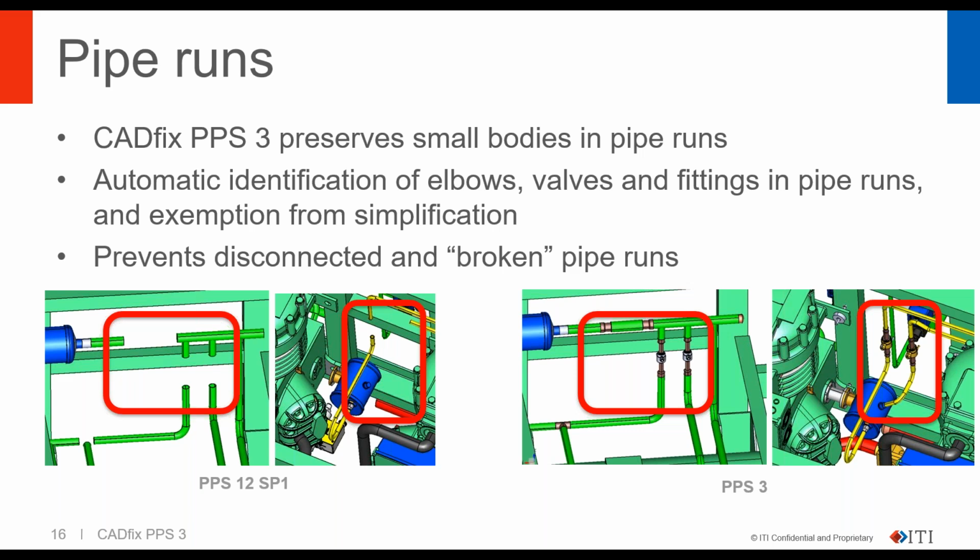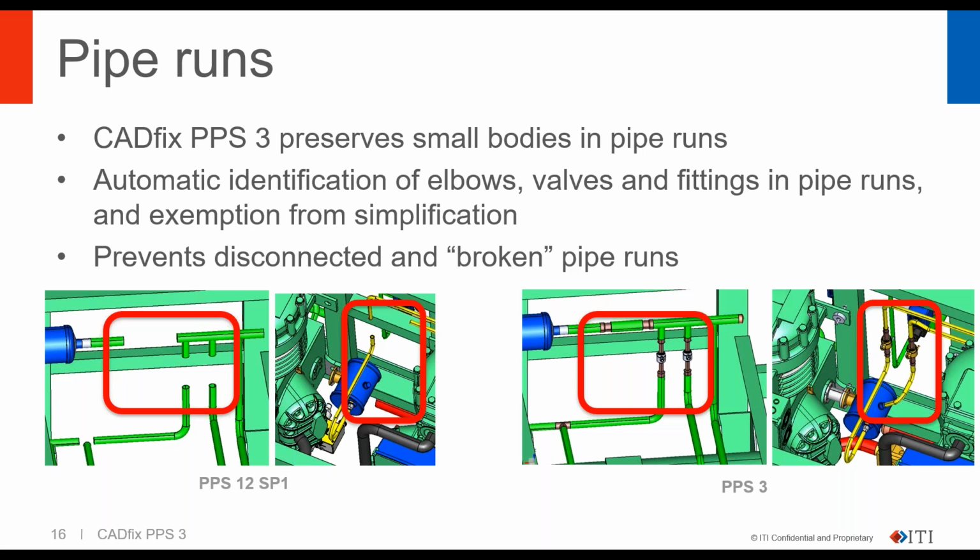So CADfix PPS can now identify the small bodies that form sections of pipe runs. Pipe fittings, small valves, and elbows are now recognized by CADfix and will no longer be identified and subsequently deleted as small bodies during the automatic simplification process. This prevents disconnected or broken pipe runs, giving more appropriate results for downstream clash detection or space management.